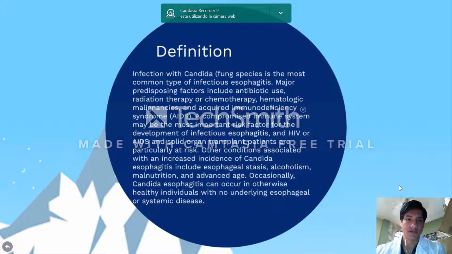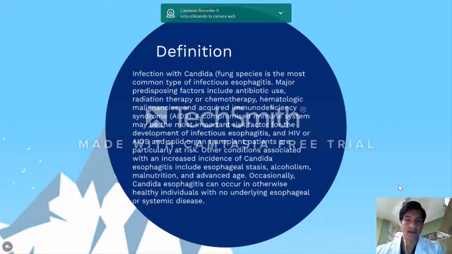Major predisposing factors include antibiotic use, radiation therapy or chemotherapy, hematologic malignancies, and AIDS. A compromised immune system may be the most important risk factor for the development of infectious esophagitis, and HIV or AIDS and solid organ transplant patients are particularly at risk.